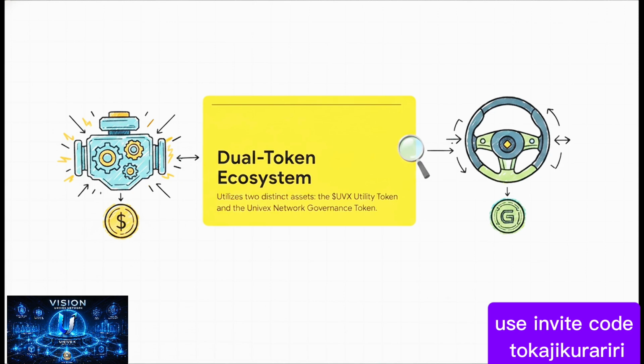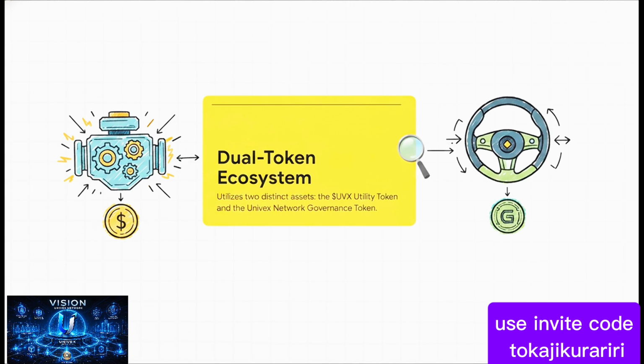If the token's value spikes, network fees get so high that daily transactions are just impossible. But if the value tanks, suddenly your network is wide open to malicious governance attacks. Univex avoids this whole trap by using two distinct assets. You've got the UVX Ecosystem Utility Token and the Univex Network Governance Token.